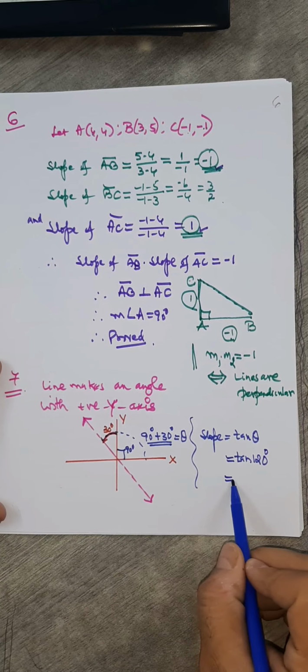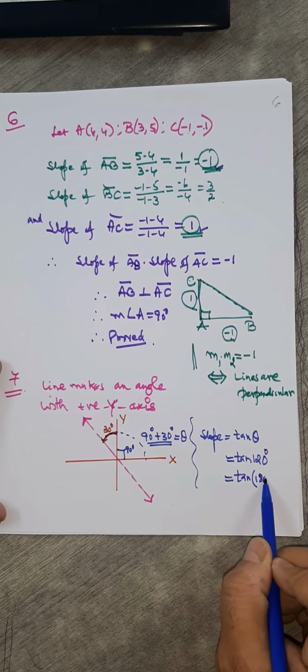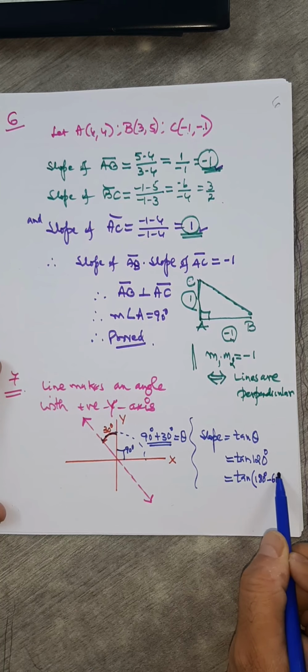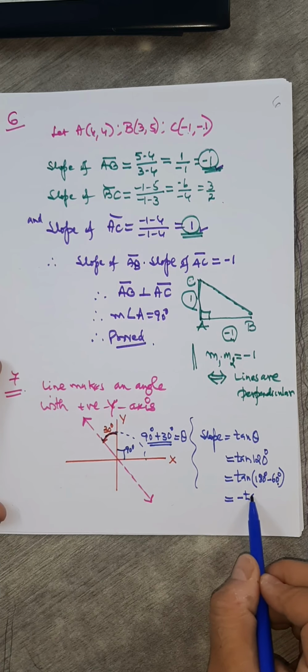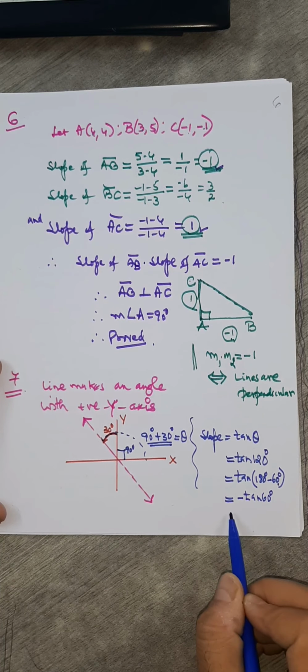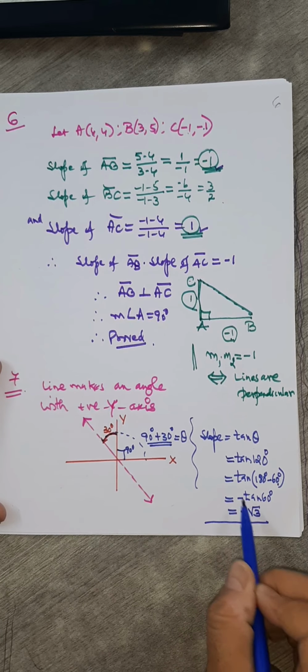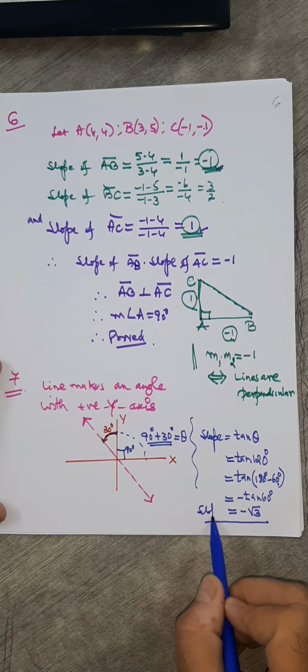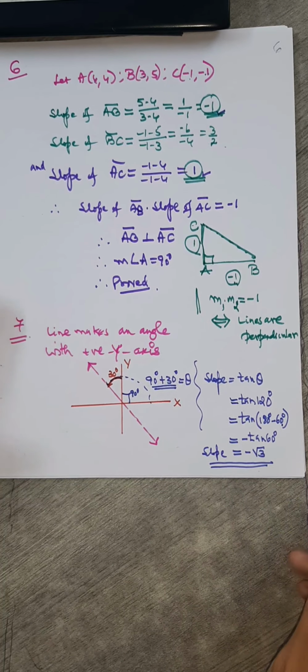How will we simplify this? You know now from trigo, this is nothing but 180 minus 60. Pi minus something. Which quadrant? Second quadrant, where tan is negative. So tan 60 degree, and what is tan 60 degree? That is root 3 with a minus sign. So slope equals minus root 3. This is the required slope here.